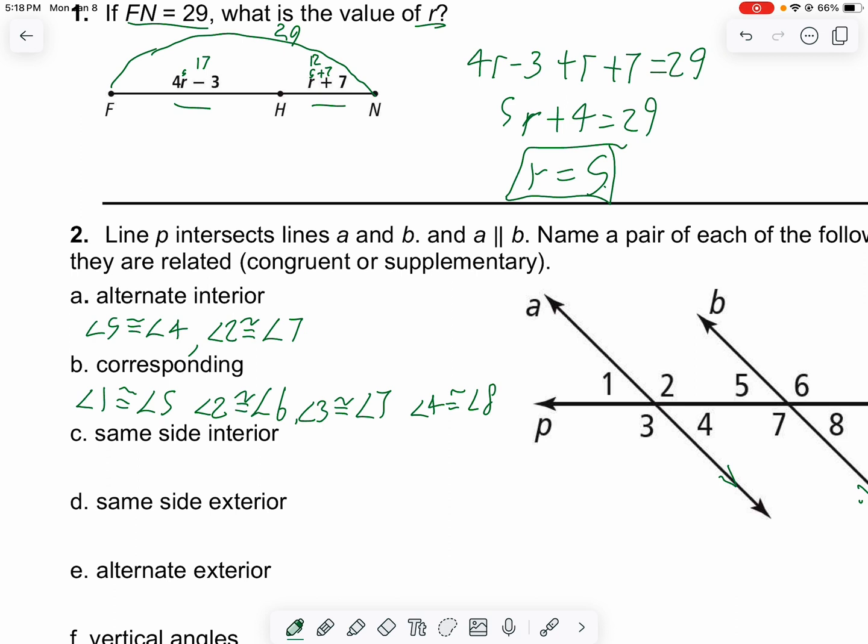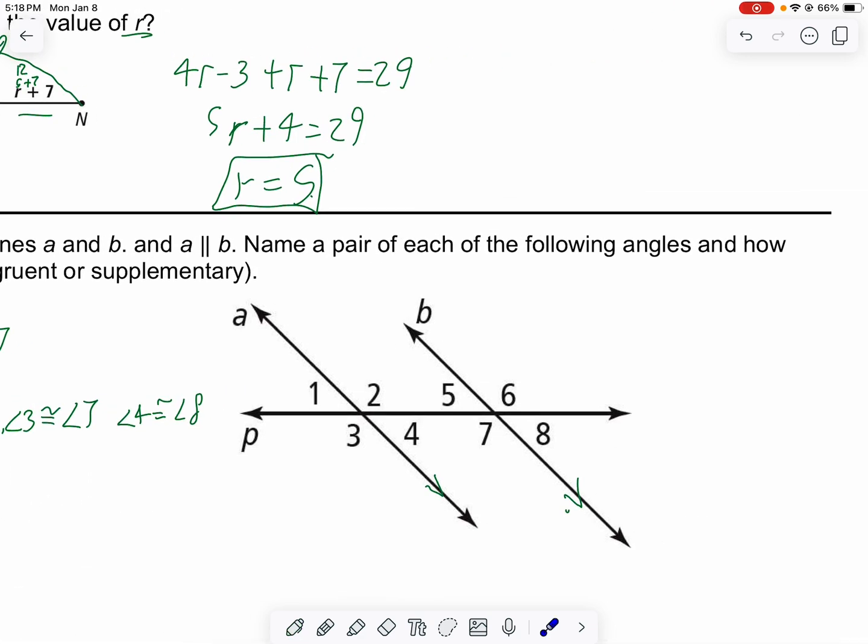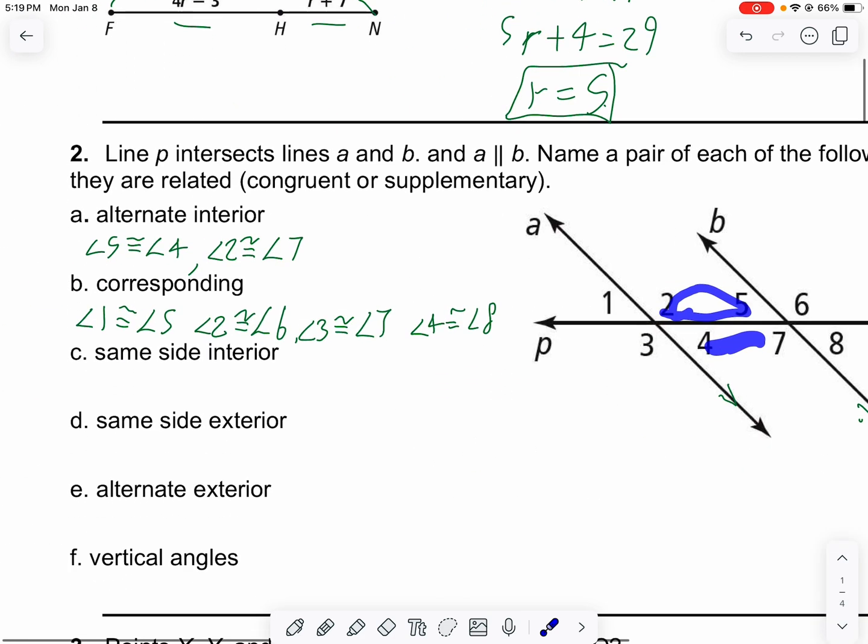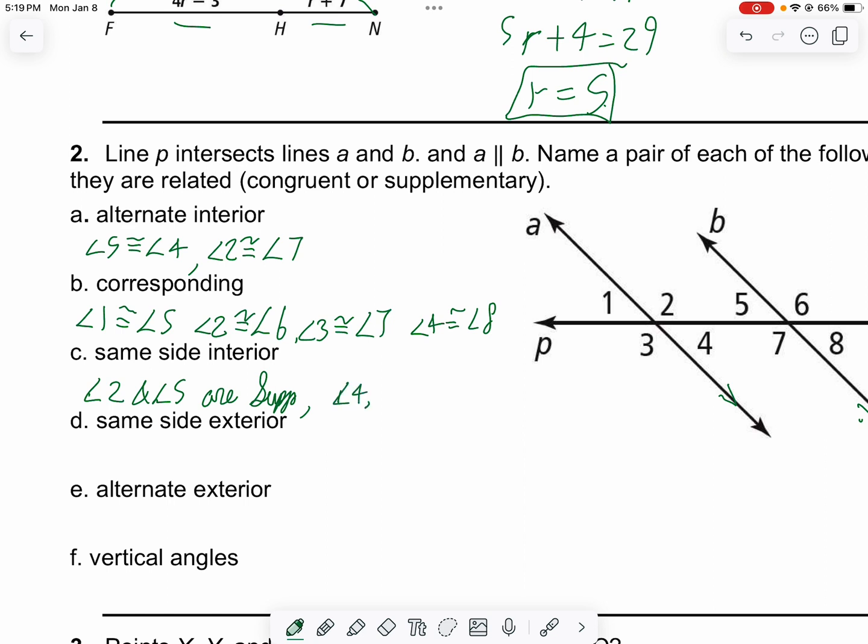Same side interior angles are ones on the inside, and they're on the same side of the transversal. By the way, line P is our transversal. So which ones are on the same side? 2 and 5, 4 and 7. Those are same side interior angles, and they are not congruent. They are supplementary. So angle 2 and angle 5 are supplementary. And we also have 4 and 7. Angle 4 and angle 7 are supplementary.